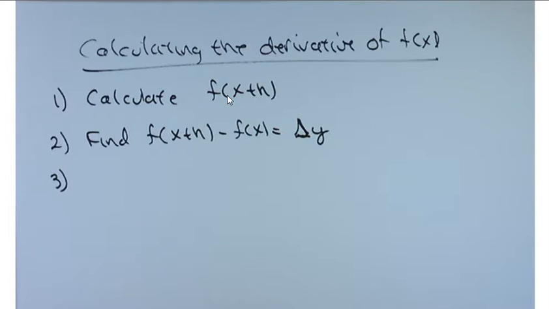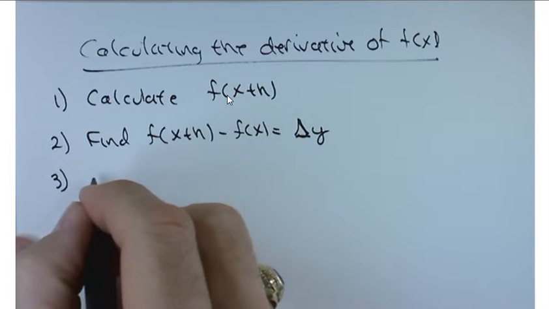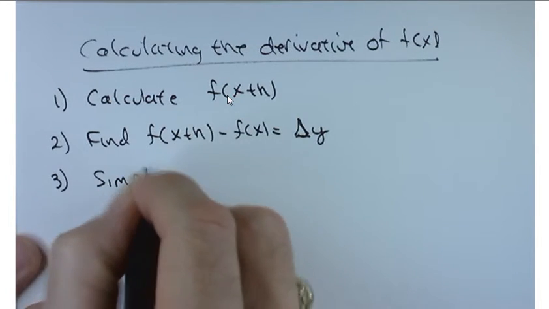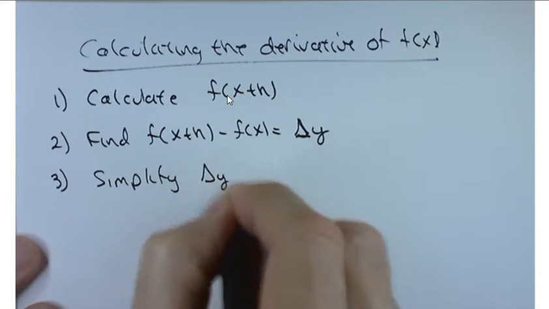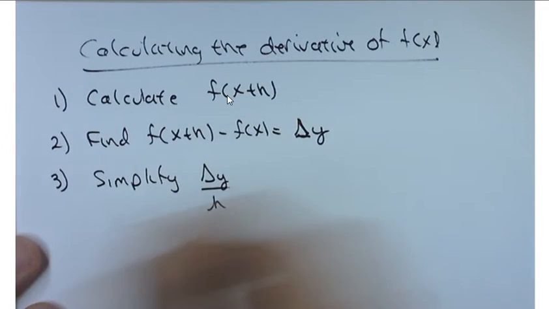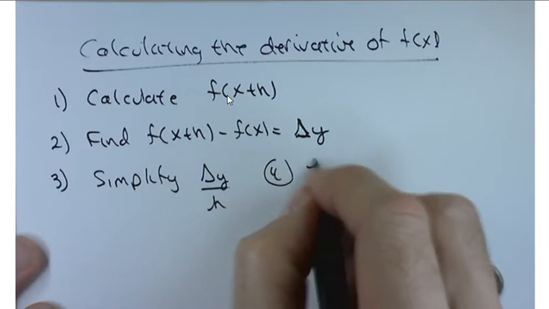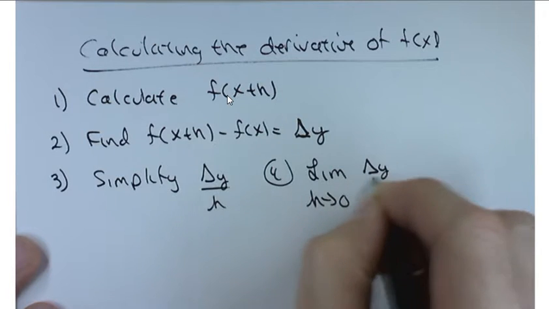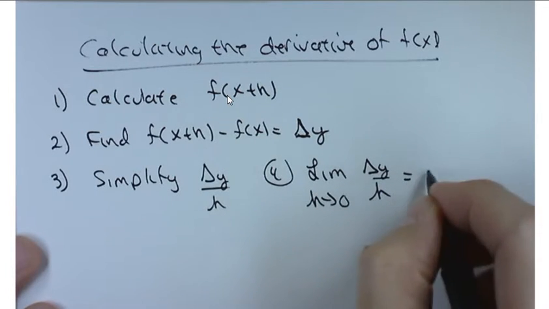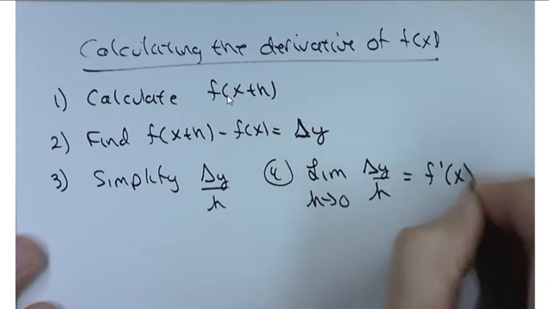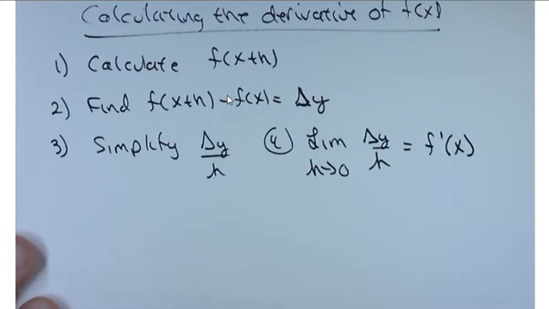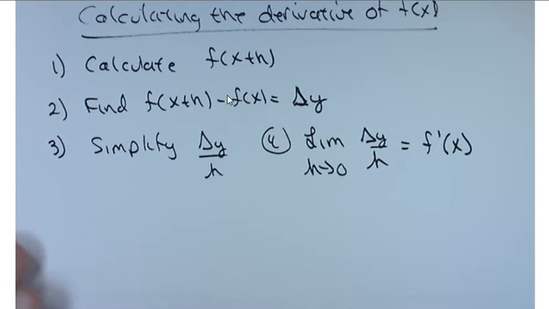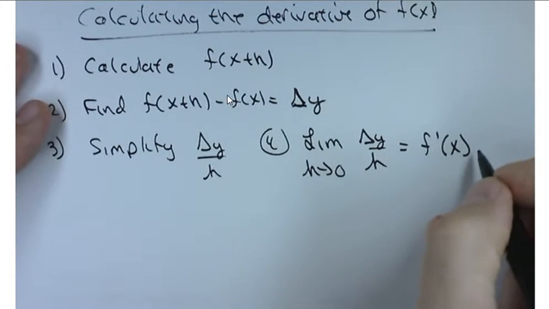What do you think the third step is going to be? Yeah, delta y over h. So simplify delta y over h. And the last step is going to be the limit as h approaches 0 of delta y over h. And that is going to be f prime of x. Overall, this is your derivative function.